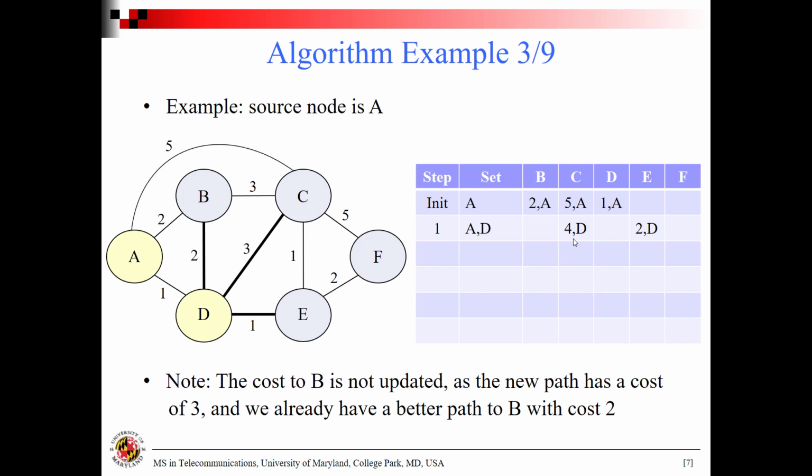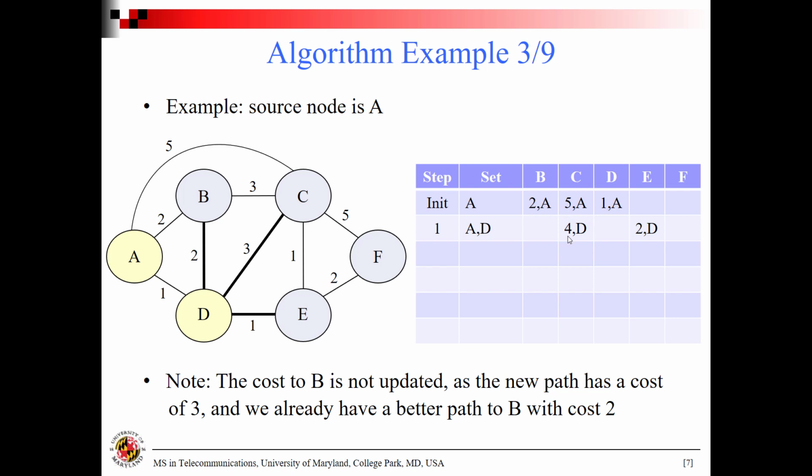As you can see, previously we had this direct path to C, with predecessor A, which had a cost of 5. Now we also know that the cost to go to D is 1, and the link between D and C has a cost of 3. So the total cost of going to C from A via D, the ADC path, is 4, right? And 4 is smaller than 5.